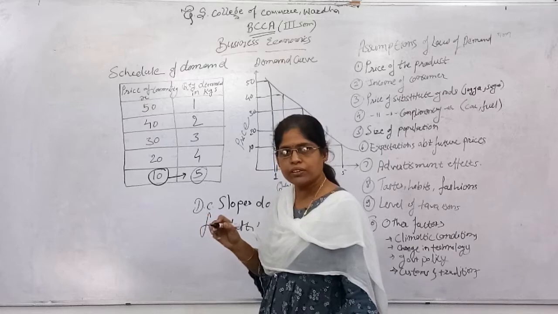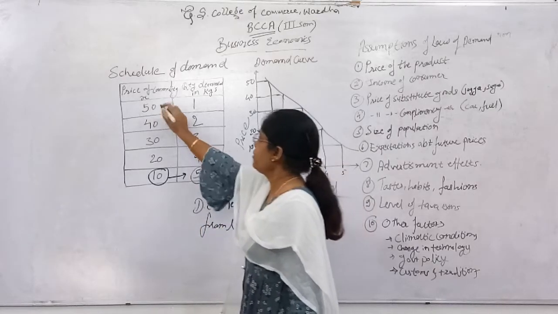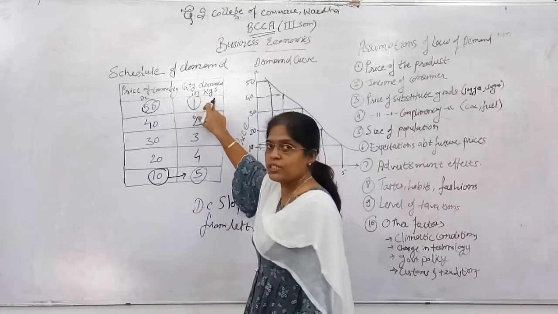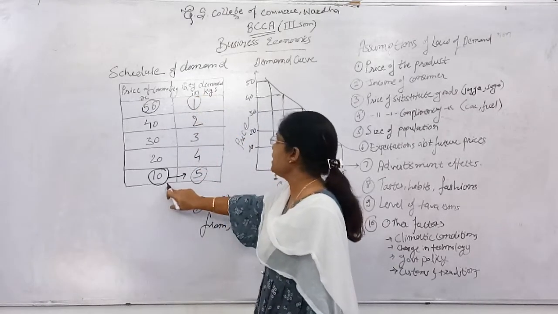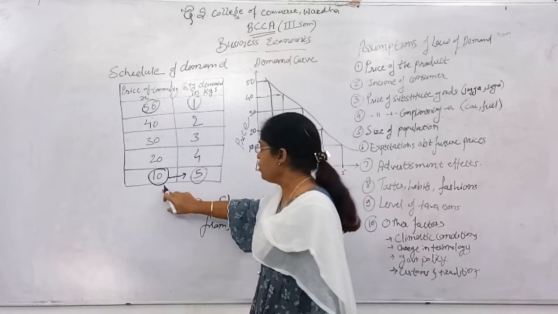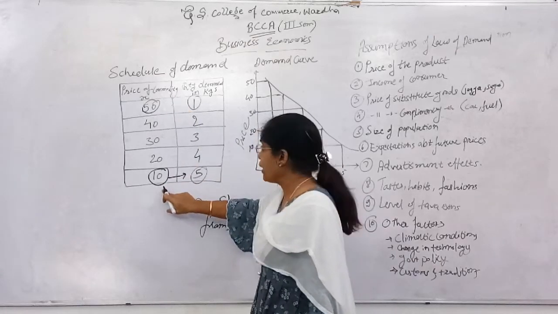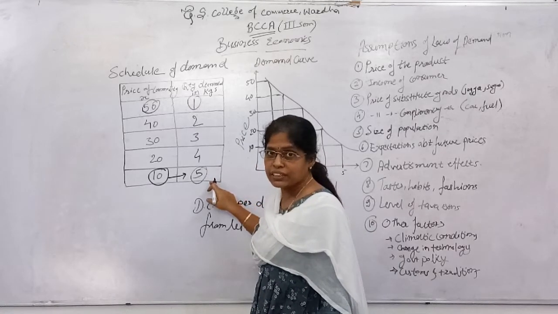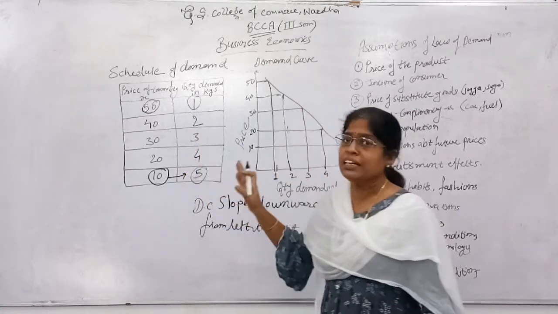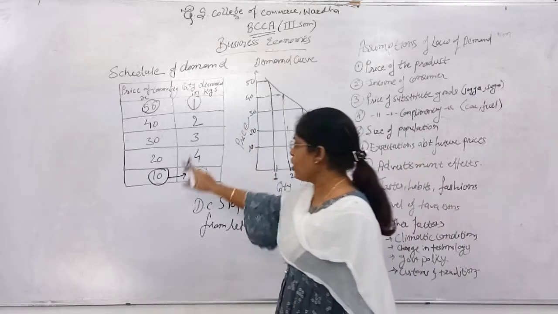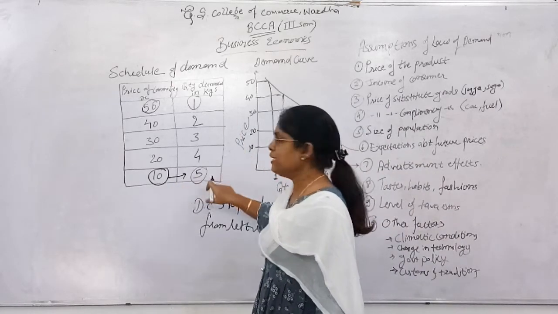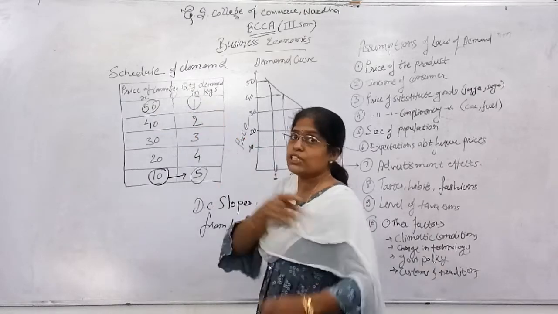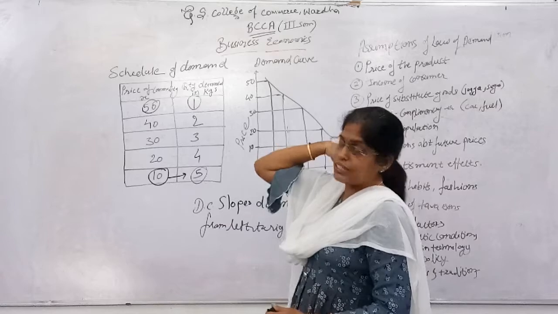Are you getting my point? Okay. See, when it is 50, the quantity demanded is 1 only. But when the price of commodity X is rupees 10, the quantity demanded is 5 kgs. Here we can see the law of demand is perfectly applicable, because when the prices are lower, the demand is high, and when the prices are high, the demand is low. This is what we need to understand in the law of demand.